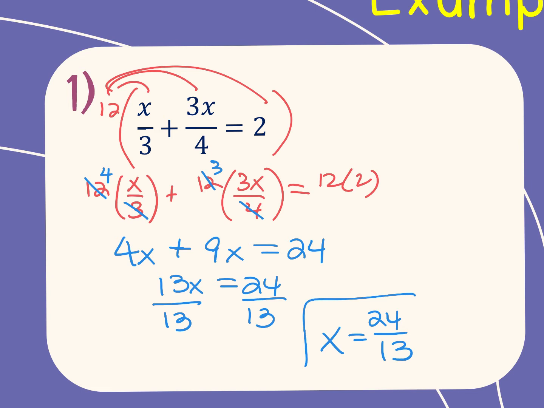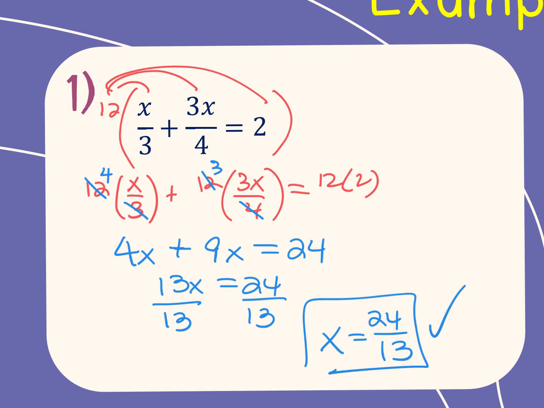I'm okay with you leaving it improper. You don't need to make it into a mixed number. If you're doing it on WebAssign, just read how they want the answer inputted. If they say to write it as a simplified fraction or a mixed number, just read what it's asking for. There is no need to check this answer because there is no variable in the denominator. However, you can plug it back in for x to see if the left side equals 2. But this is the correct answer. We're good here.